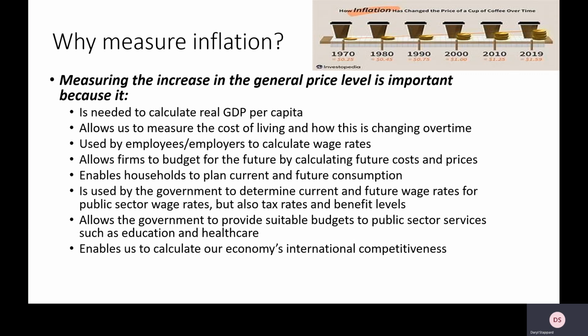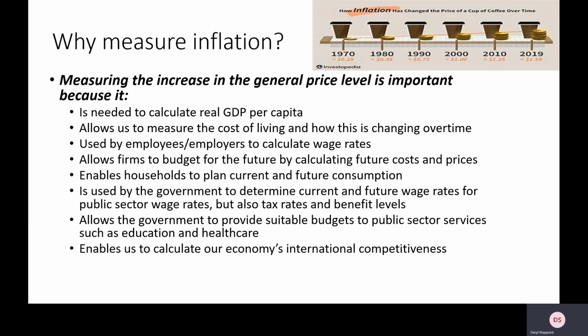It also allows households to plan. So when people know how much money they're going to be earning each month, if they know what the rate of inflation is, they can predict what things will cost in the future, and that will allow them to adjust their family budgets to adapt to changing prices over time.